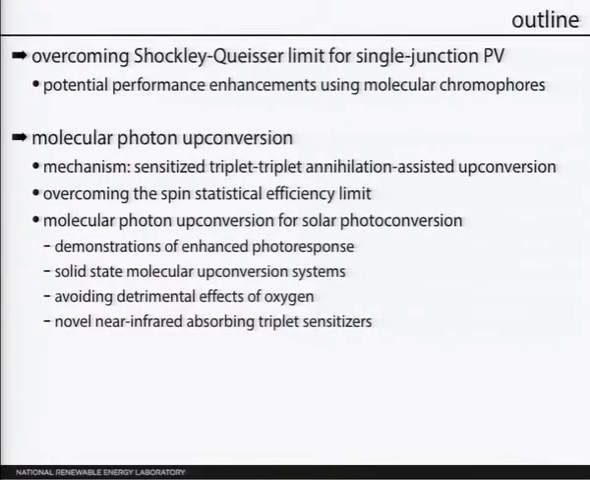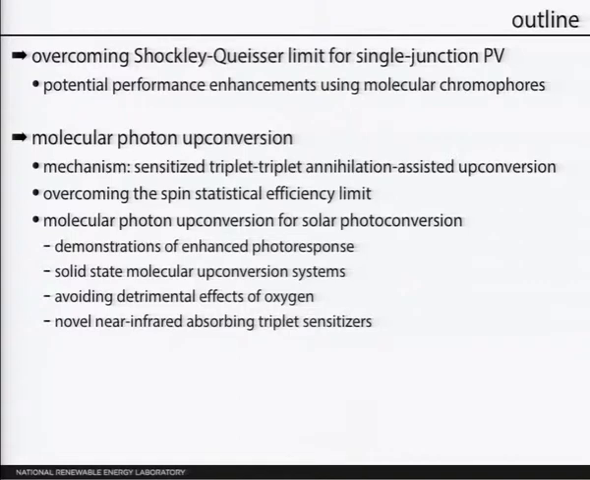So a quick outline of what I'm going to talk to you about today. First off, I'll discuss the Shockley-Queisser limit for a single junction cell, and then talk a little bit about what kind of performance enhancements we might see using molecular chromophores. I'll then discuss molecular photon upconversion, including the mechanism, some of the perceived limits to the efficiency of the process and why they might not actually be applicable. And I'll then go on to discuss using molecular photon upconversion for solar photoconversion.